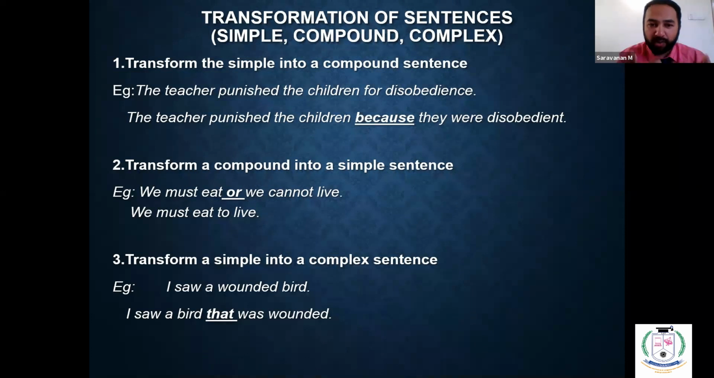But see the compound sentence. Two sentences, or two independent clauses which give complete meanings, are joined using the word or. We must eat or we cannot live. So when you make it a simple sentence, it becomes: we must eat to live. Clear, all of you?